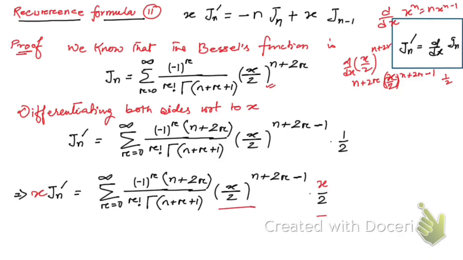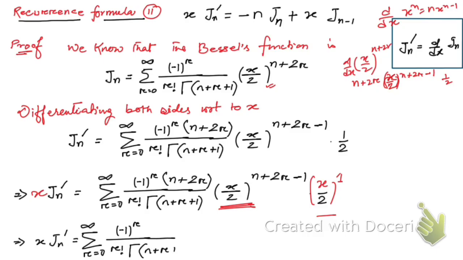Then if you multiply these two, (x/2) to the power n plus twice r minus 1 and x by 2, then here you see the power is n plus twice r minus 1 plus 1. The minus 1 plus 1 is gone, and we're gonna have n plus twice r. Hope you have understood this. So let me simplify, and then we're gonna have this.